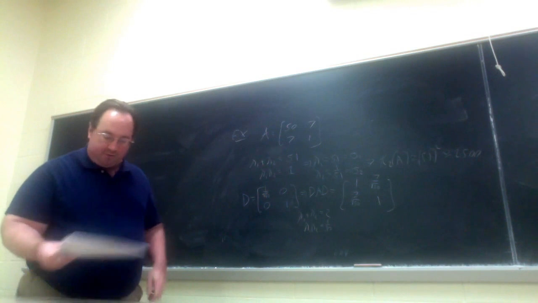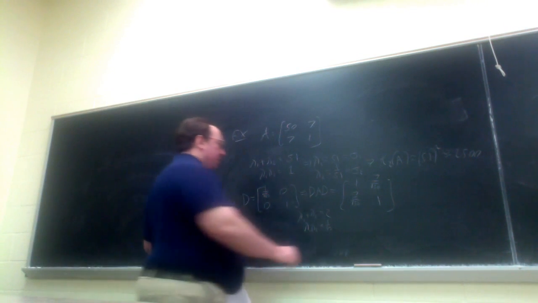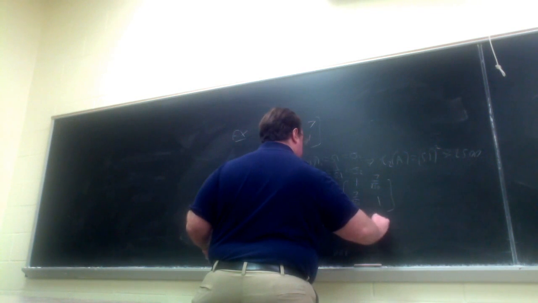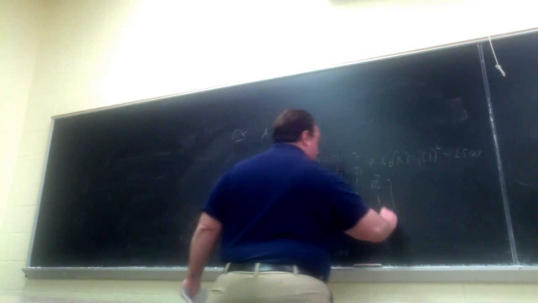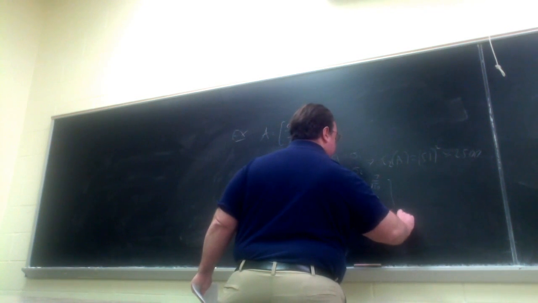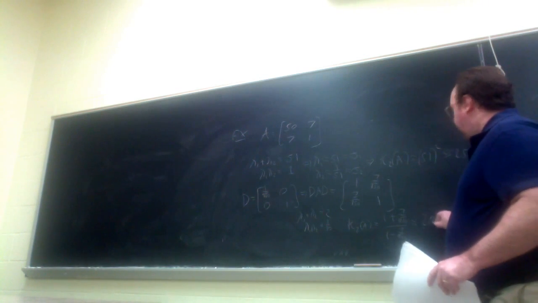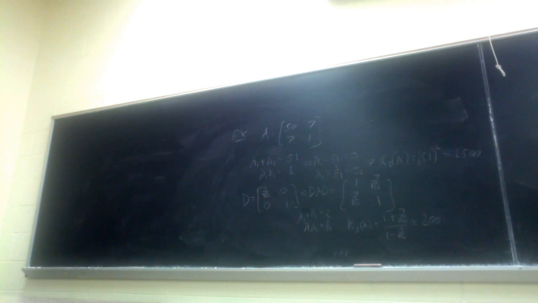Okay, so it turns out that the condition number in this case, the largest eigenvalue turns out to be 1 plus 7 over square root of 50, and the other is 1 minus 7 over square root of 50. And that turns out to be roughly 200. So we cut the condition number by more than an order of magnitude.